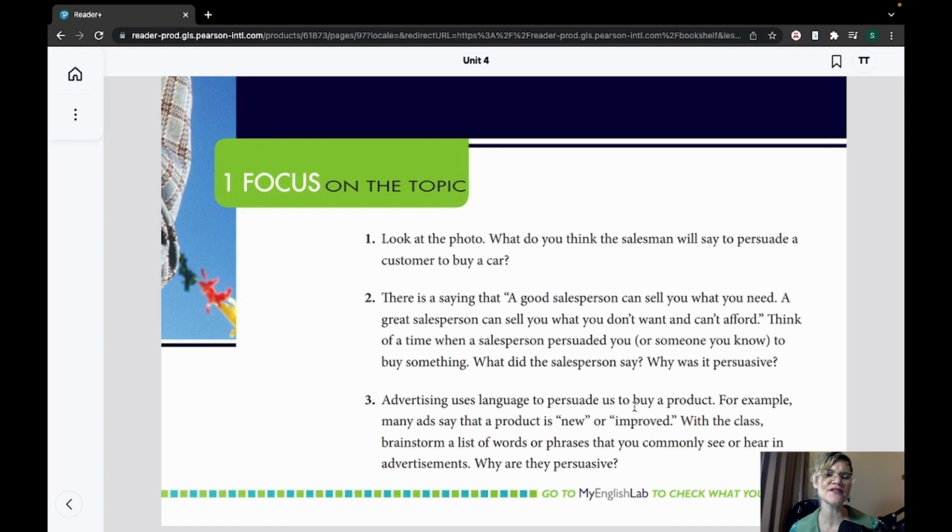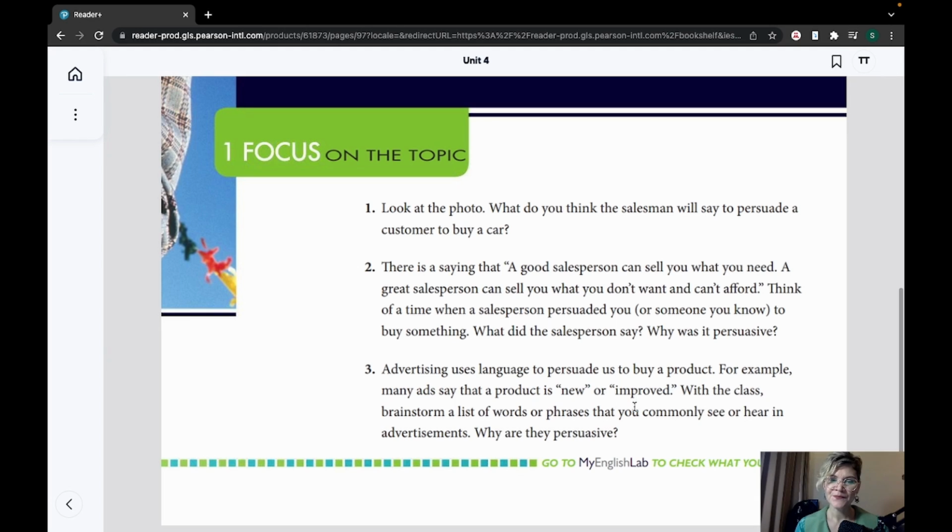Think of a time when a salesperson persuaded you, or someone you know, to buy something. What did this person say and why was it so persuasive? Sometimes we buy something and we come home and we go like, why did I even buy this? I don't even need this. That means that the person was very persuasive selling you something.